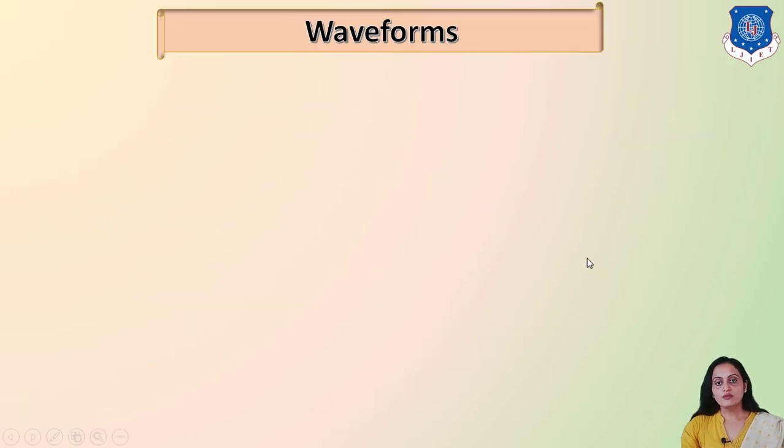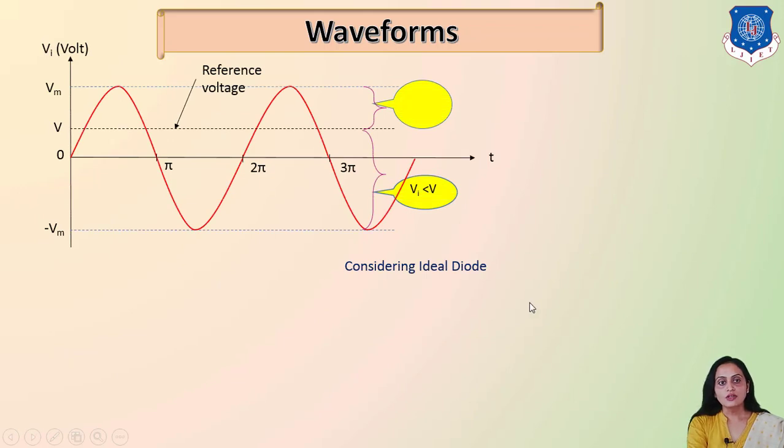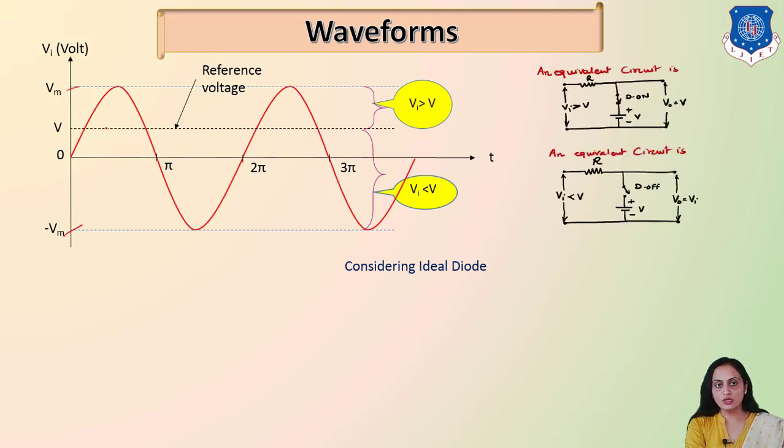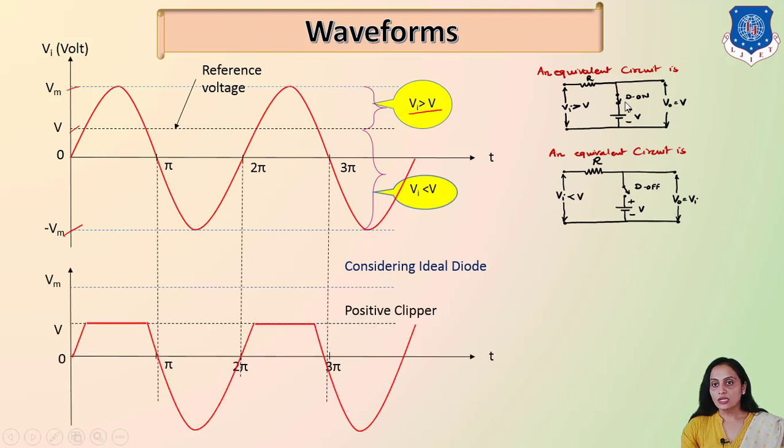We will see the waveform for this. A sinusoidal signal with the voltage range Vm to minus Vm is shown over here. Reference voltage plus V is also shown. For input greater than V, we have shown the equivalent circuit with the diode on, and for that output voltage is equal to V, as we have seen in the previous slides. When input is less than V, the diode is off and output voltage is equal to input voltage. That you can see over here in the waveform.